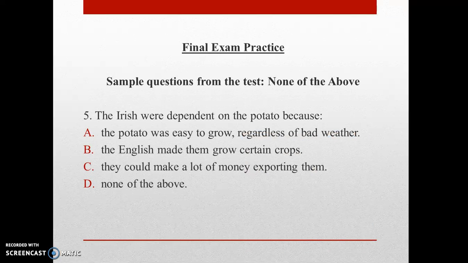All right, there's also another type of question that includes a none of the above answer. So this example is: the Irish were dependent on the potato because... So what is the correct answer? Is it A, the potato was easy to grow regardless of bad weather? Or is it B, the English made them grow certain crops? Is it C, they could make a lot of money exporting them? Or is it D, none of the above?